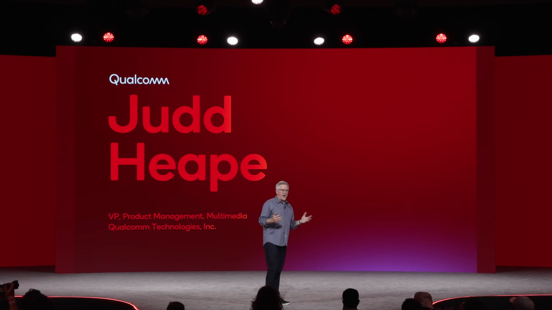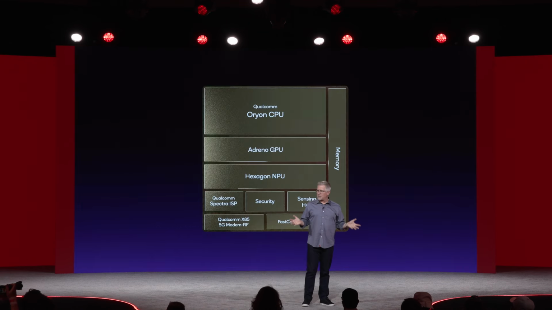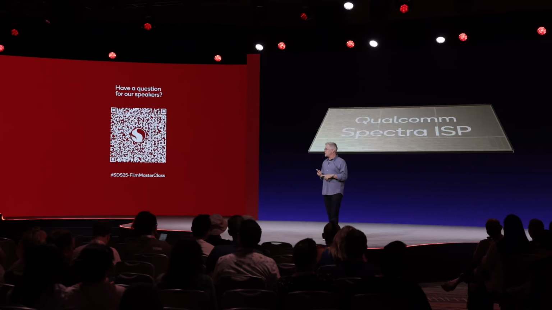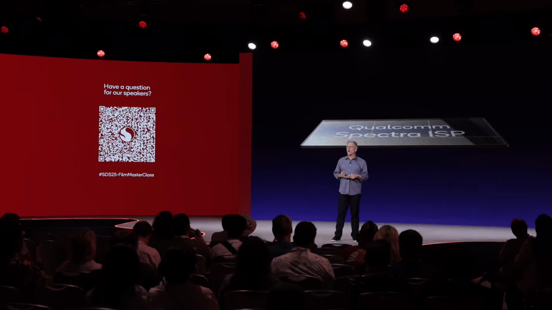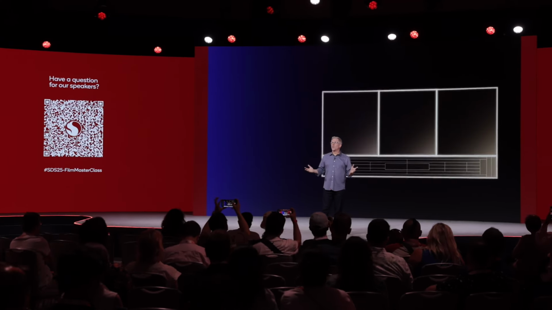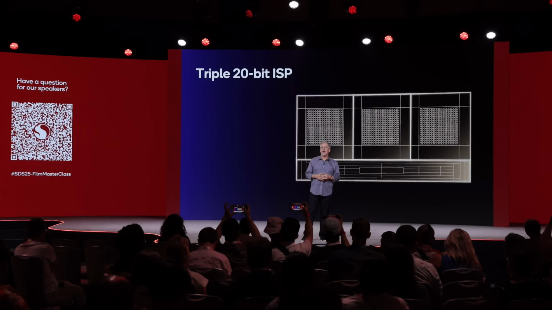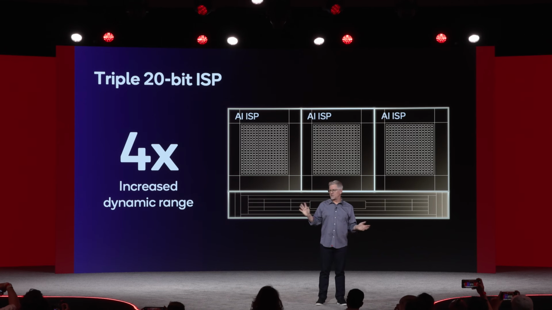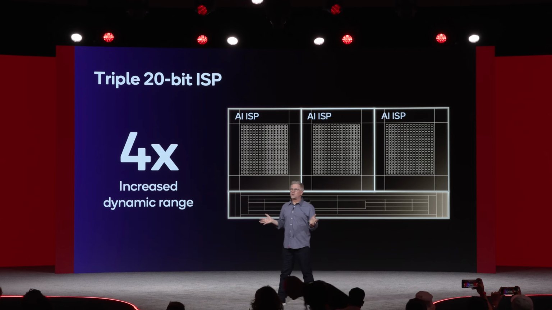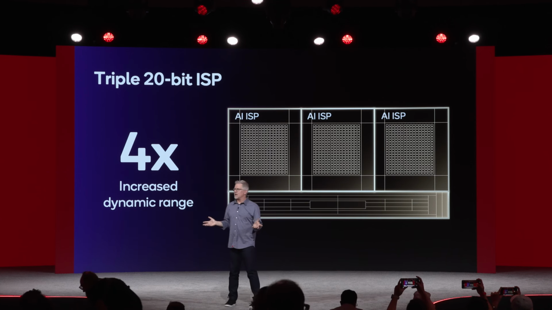So at the heart of it all is our Snapdragon Spectra ISP. And this is the second generation of our AI ISP architecture. The pipeline now has been extended to 24 bits, as Alex said this morning. And really, what that means is you get incredible dynamic range, 4 times the dynamic range as you did before, which is incredible. And it has support for the latest multi-exposure HDR 14-bit sensors.